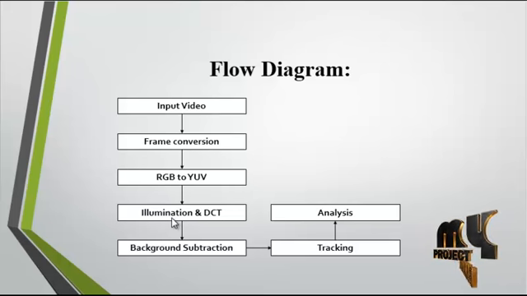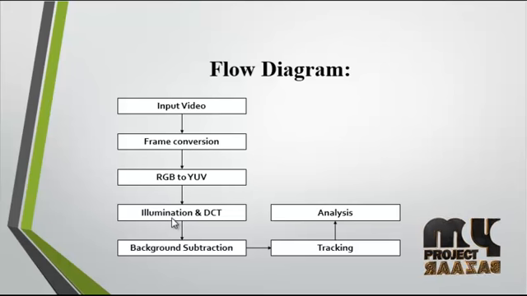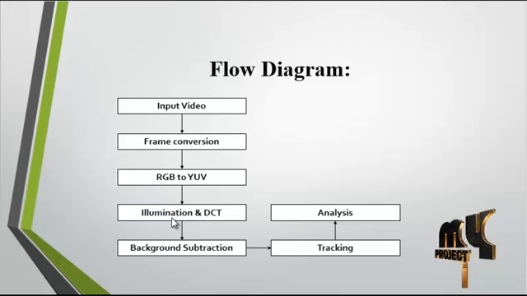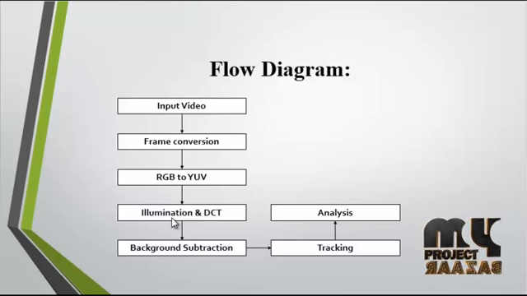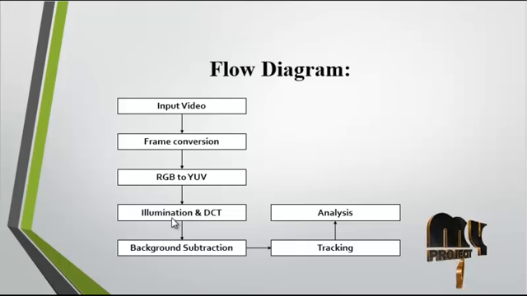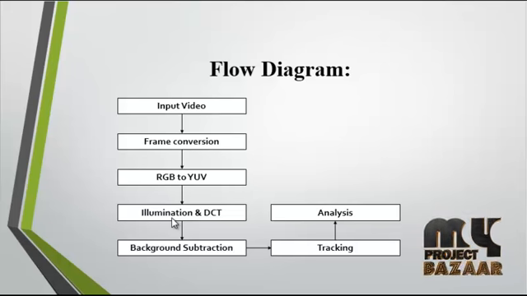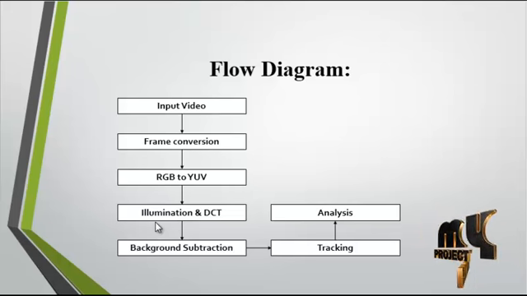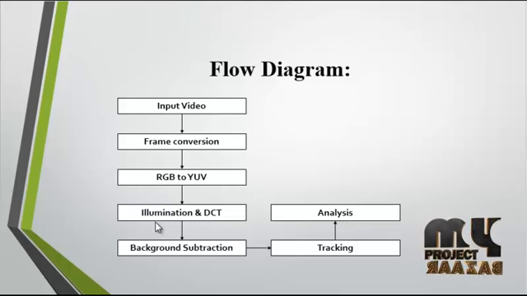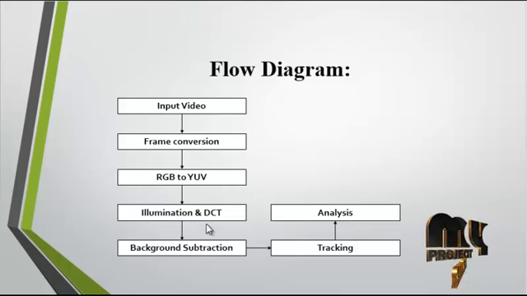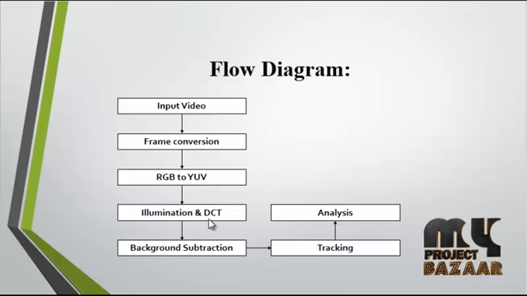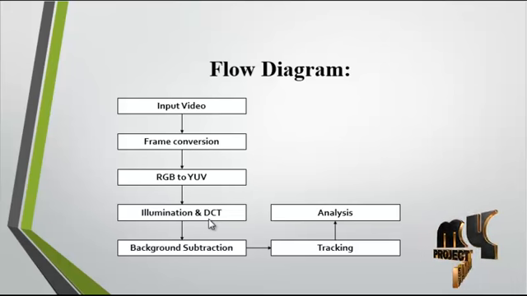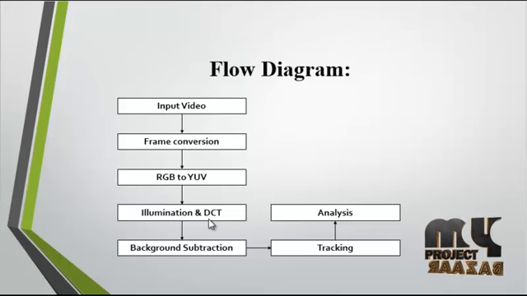The illumination is nothing but the illumination variation between the frames in the video. If the illumination of the video frame is high, it means the frame will be brighter. If the illumination of the frame is low, it means the frame will be darker. The DCT is the discrete cosine transform, which is also applied to all these frames.